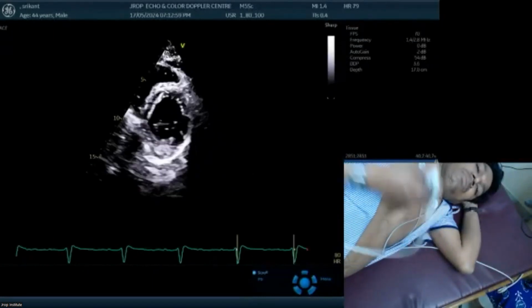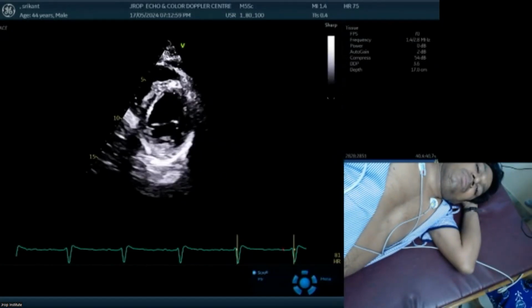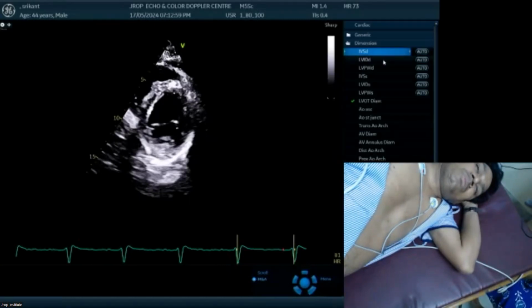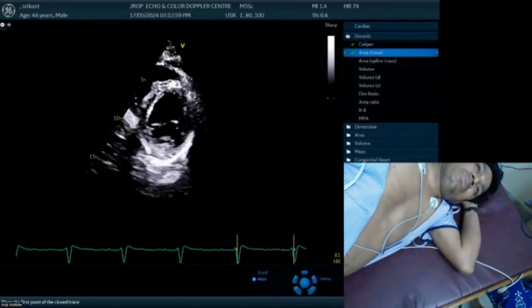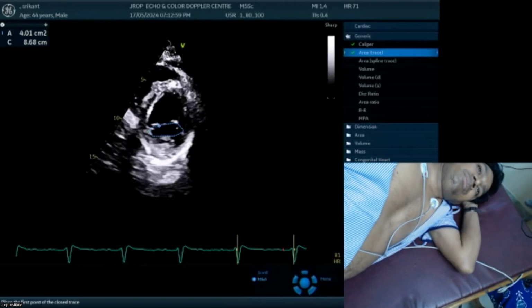And now, as soon as we come back from the papillary level, you can see my mitral valve right over here. This is the medial commissure, this is the lateral commissure, this is AML, this is PML. So I'm going to measure this in measurement, generic measurement, area trace. I'm going to trace this area of the mitral valve. 4 to 5 is the normal value. And in this screen, this is the lateral commissure, this is the medial commissure. Whenever stenosis happens, this area will go down to less than 1.5 centimeters squared.